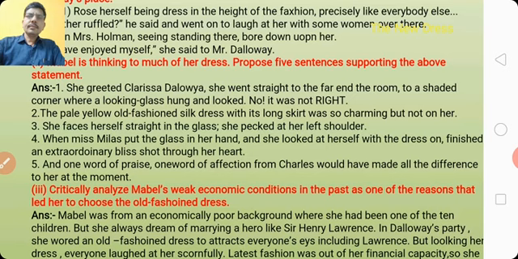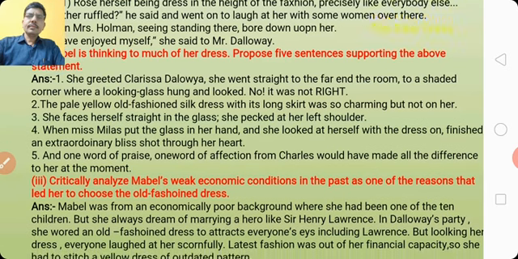Number two, the pale, old-fashioned silk dress with a long skirt was so charming but not on her. Number three, she faced herself straight into the glass and she pecked at her left shoulder. Number four, when Miss Milan put the glass in her hand and she looked at herself in the dress, an extraordinary blush went through her heart. Number five, and one word of affection from Charles would have made all the difference to her at the moment.